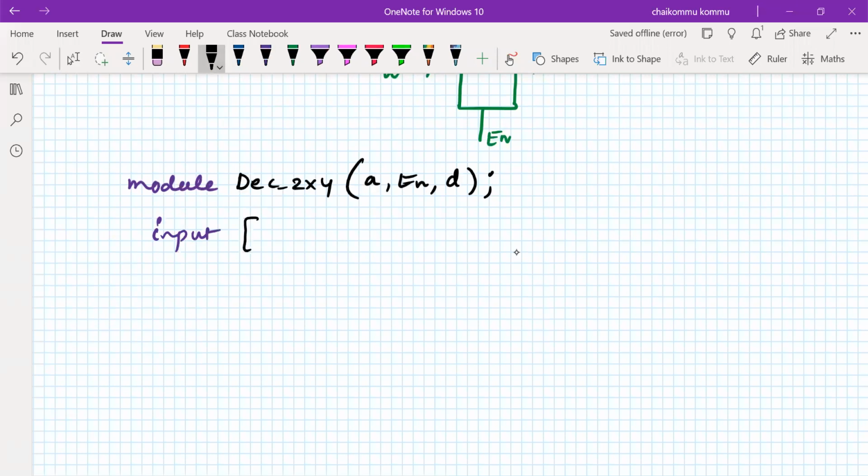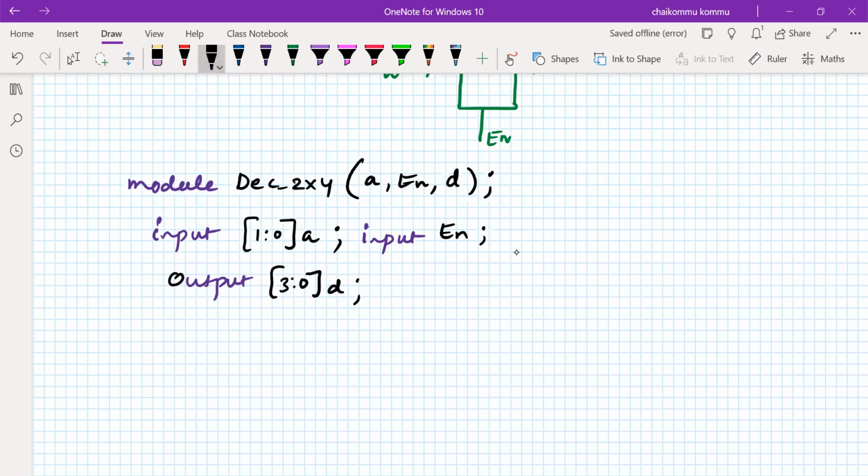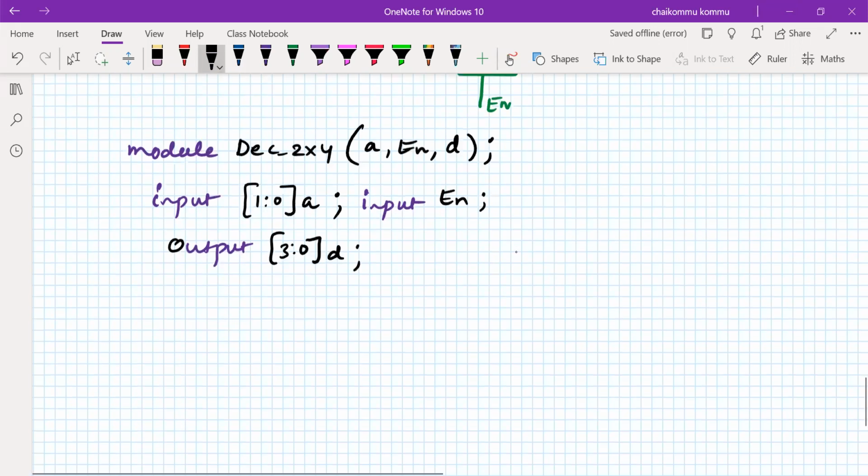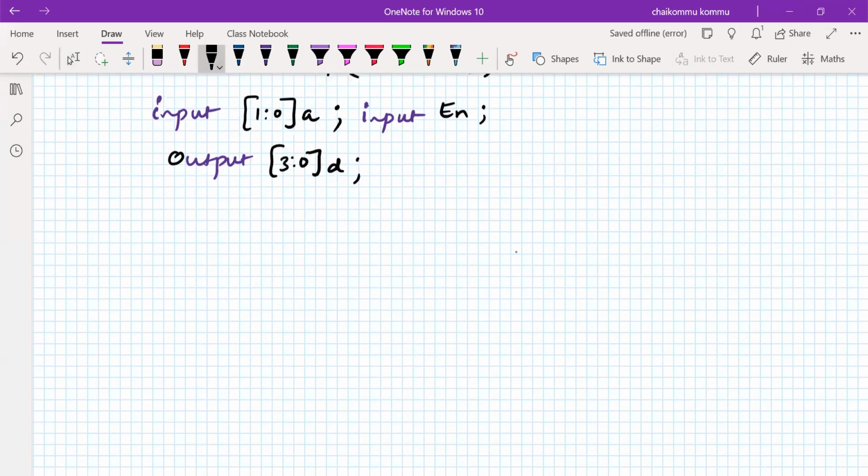Inputs are 1 down to 0 of A, but I should not write enable adjacent to that A, because its size is different, right? Input enable signal. What are the output signals here now? 3 down to 0 of D. Now what is the mathematical equation?